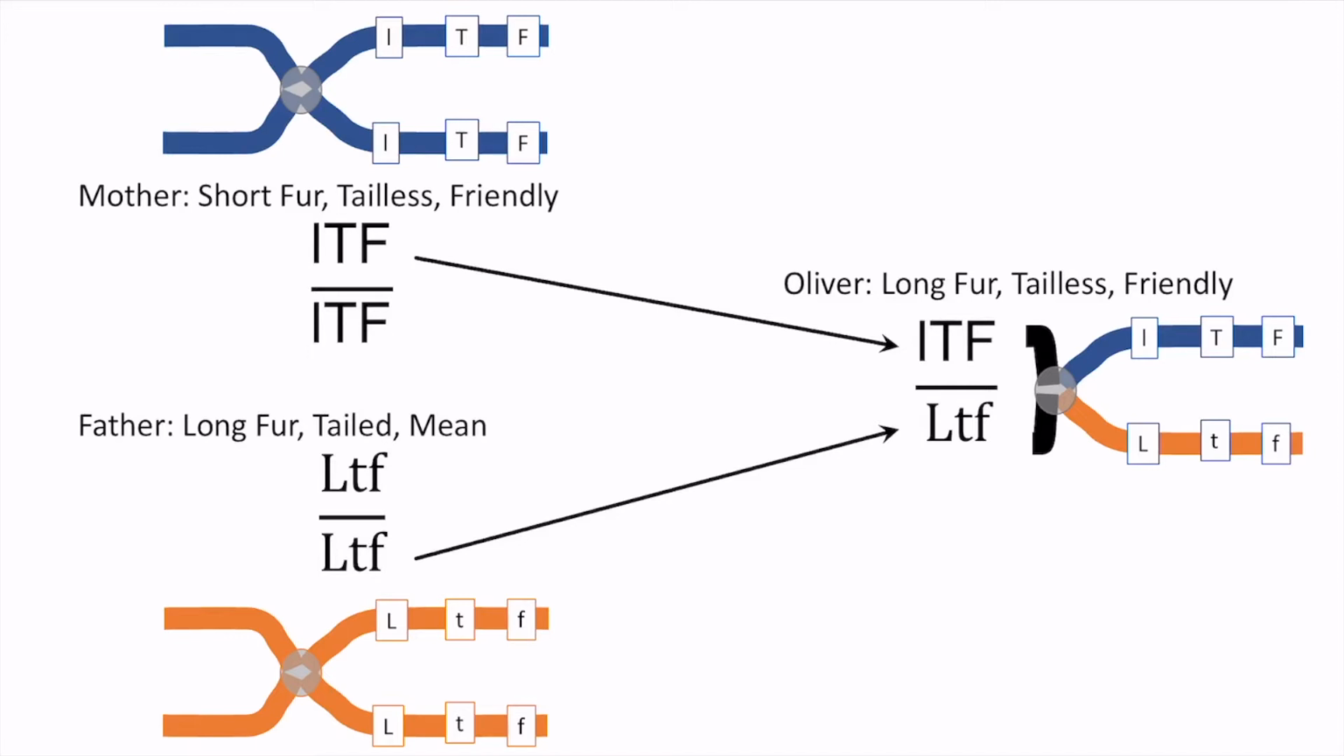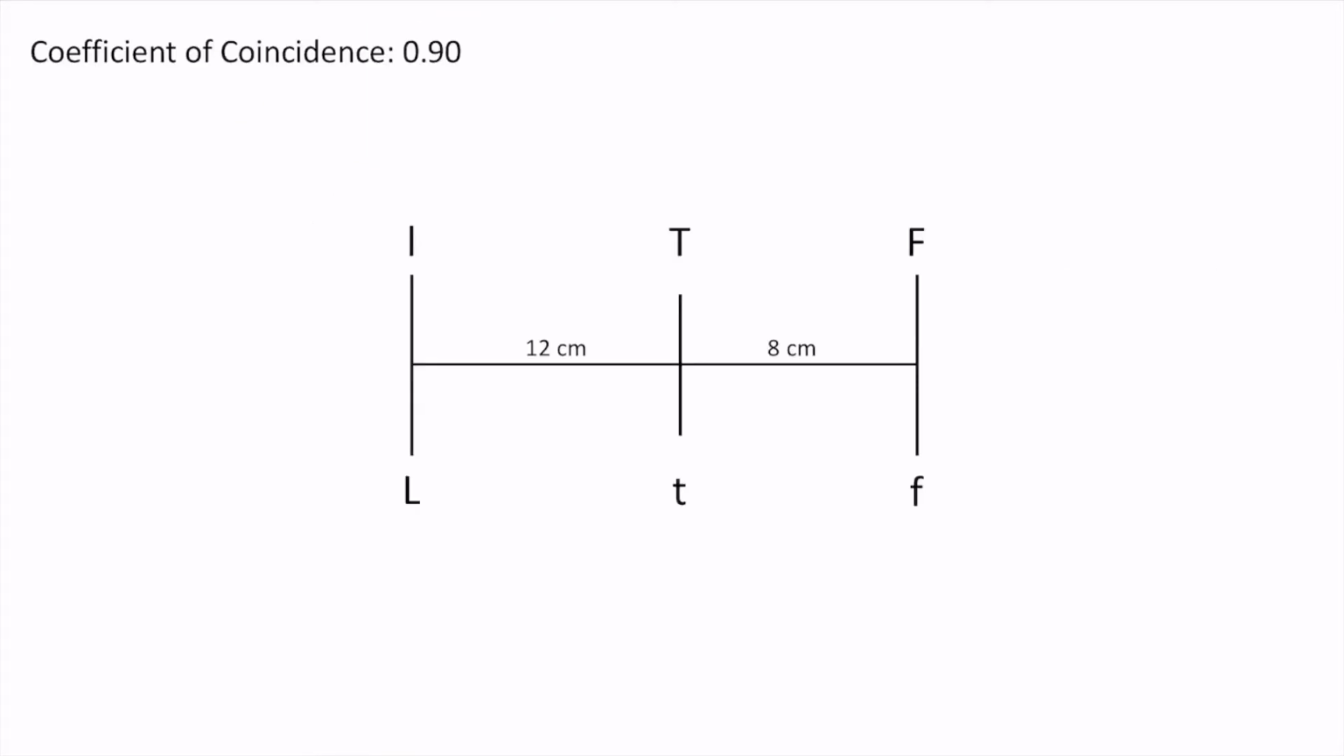Both of the parents were pure breeding, so any recombinant event that occurred would not have any impact on the gametes of the F1 generation, meaning Oliver, as F1 generation, received the little l, big T, big F gamete from his mother and the big L, little t, little f gamete from his father. In other words, any progeny from his parents would be heterozygous for each trait. Knowing Oliver's genotype, we can utilize the genetic map to determine any possible crossovers.